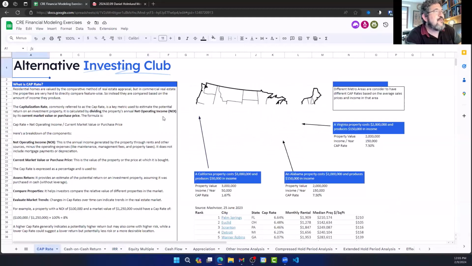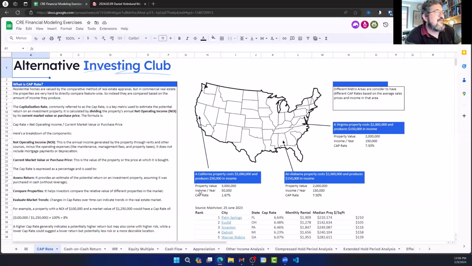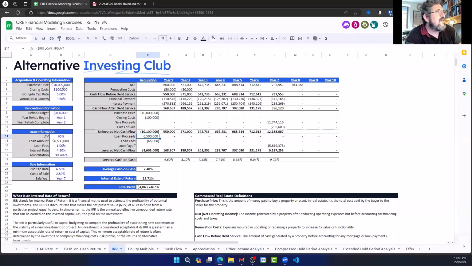But we went through the cap rate, where we explained the cap rate is simply the ratio of the income to the property value. So let me jump over to our example actually today. If you've got a $10 million property and it generates $600,000 a year, that means your cap rate is 6%. It's a fairly straightforward equation, and people talk about that all the time in the industry.